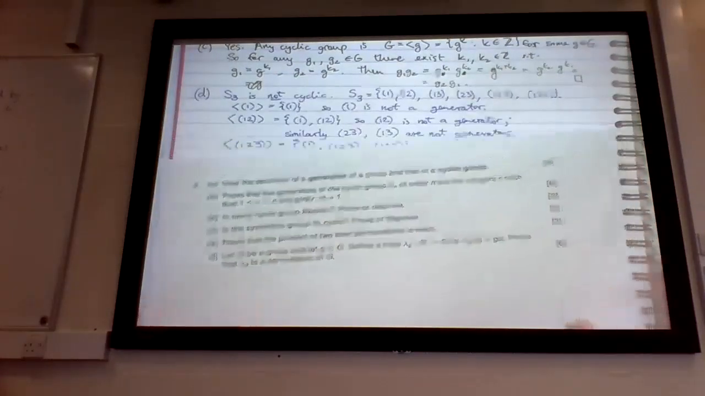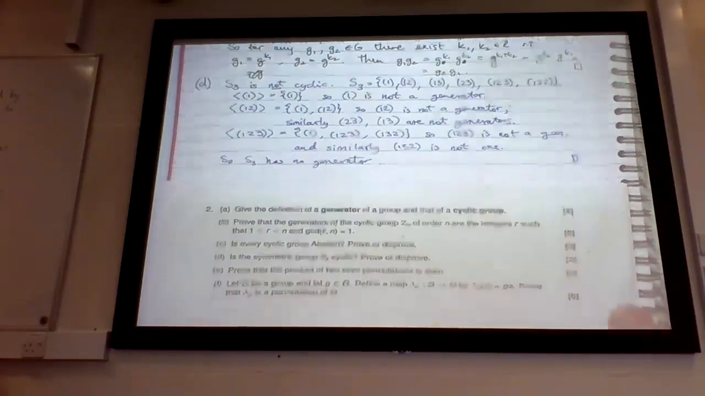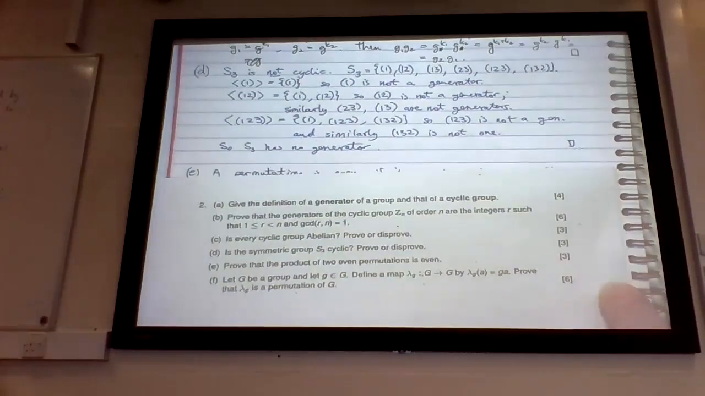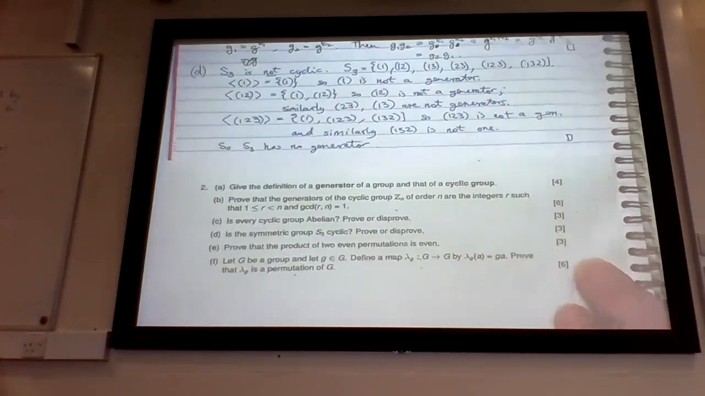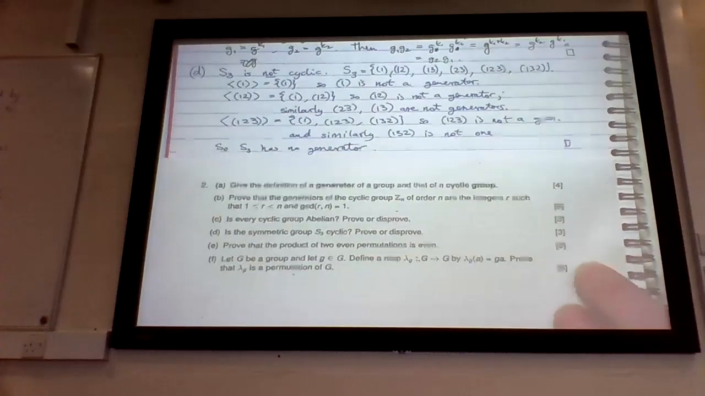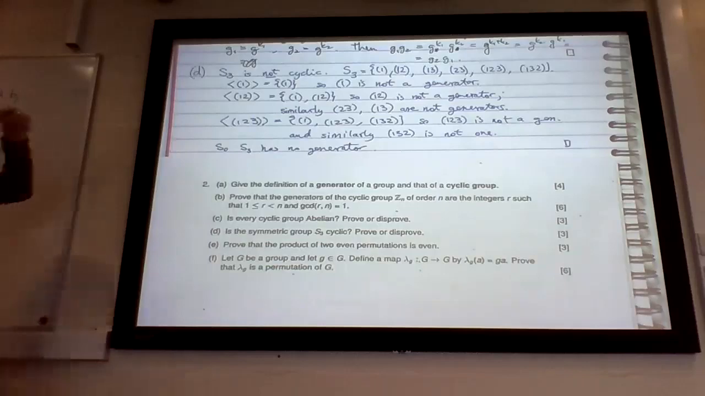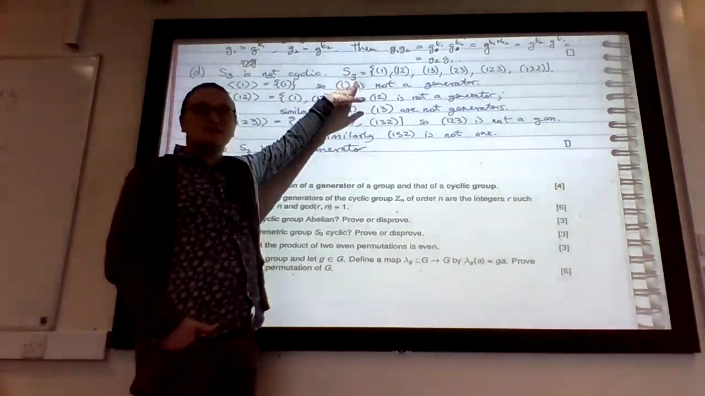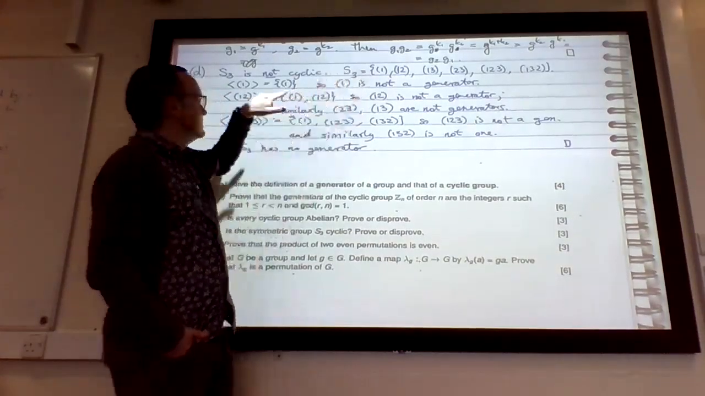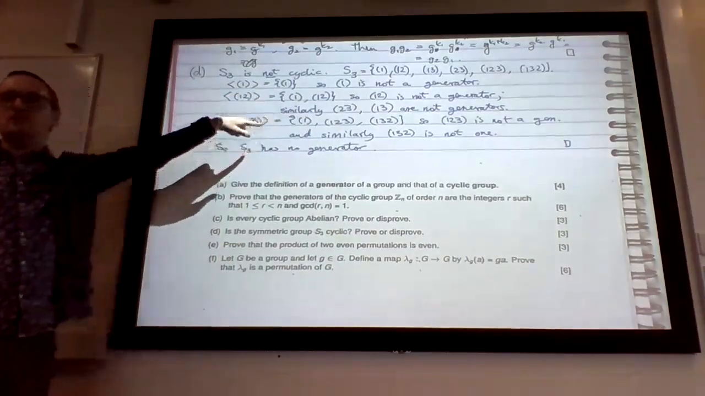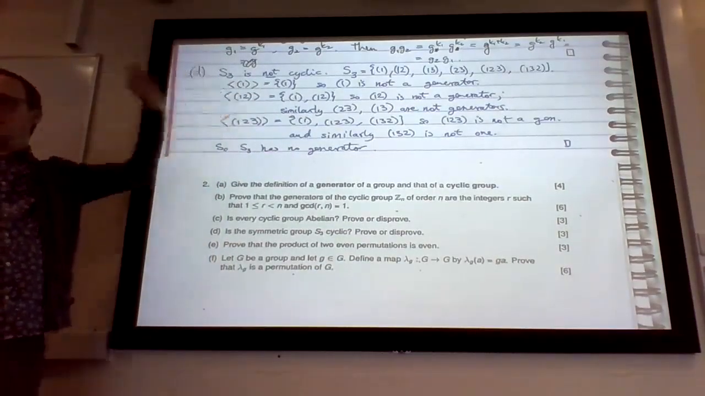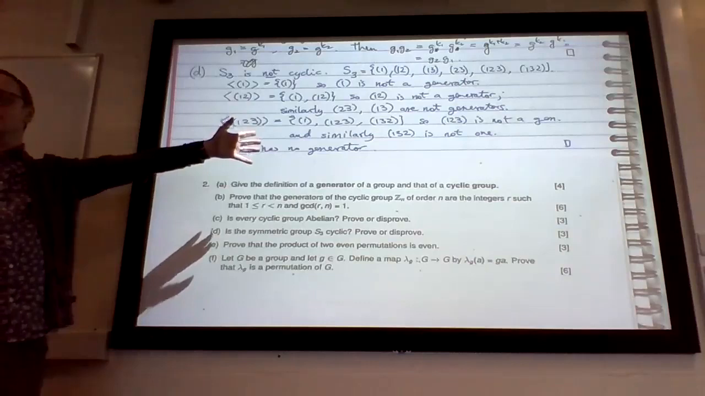Part D: is the symmetric group cyclic? Now Jan has done it by explicitly investigating. He's listed all 6 elements of S3. He's interrogated each one to find out its order and shown that none of them are order 6.